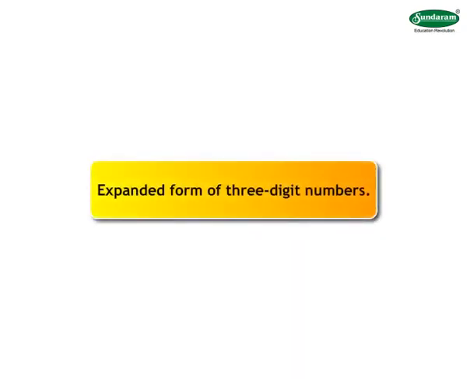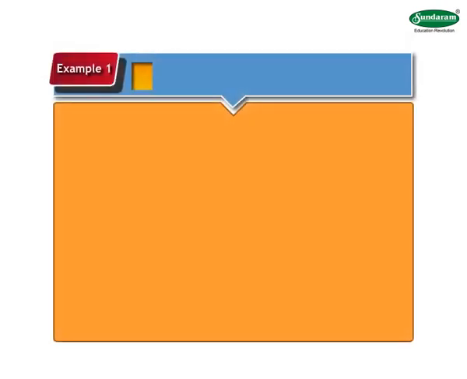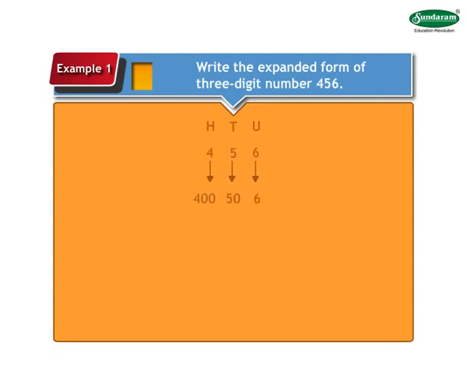Similarly, by following the same procedure, we can also write a three-digit number in an expanded form. Let us take an example. Write the expanded form of three-digit number 456. Again here, we will first find the place value of each digit. The digits in the three-digit number 456 are 4, 5 and 6.